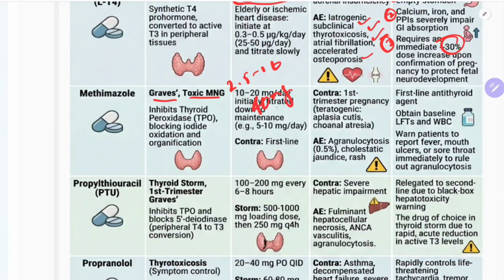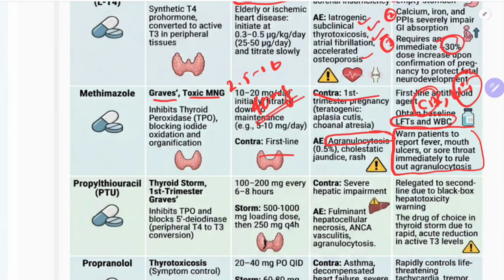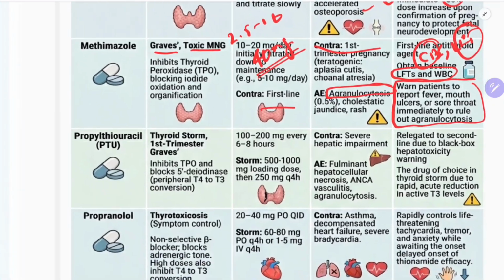Methimazole for Graves and toxic nodular disease: the maintenance dose is 2.5 to 10 mg, and up to 40 mg depending upon the severity. It is first line, including in pregnancy. The main adverse effect is agranulocytosis, so you should have a baseline CBC along with LFT, because agranulocytosis and hepatic side effects are there. You should warn the patients to report fever, mouth ulcers or sore throat immediately while on the drug, to rule out agranulocytosis.